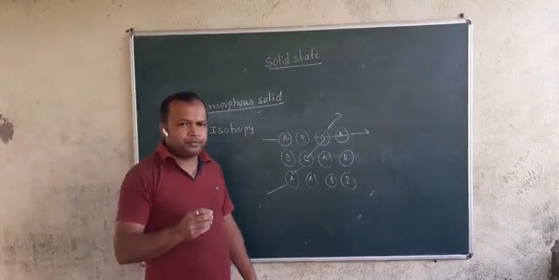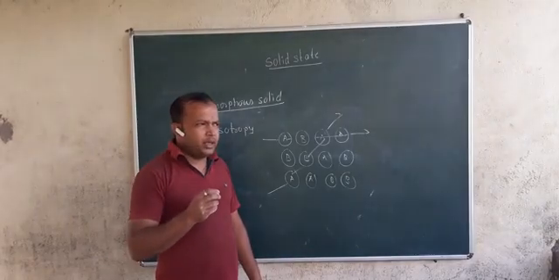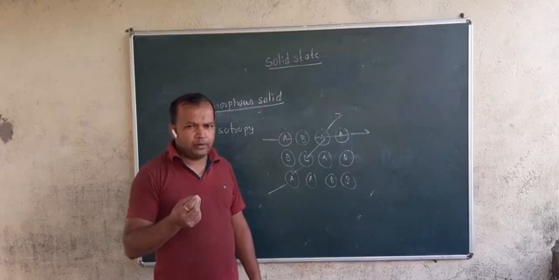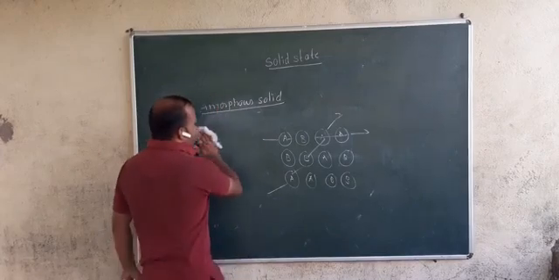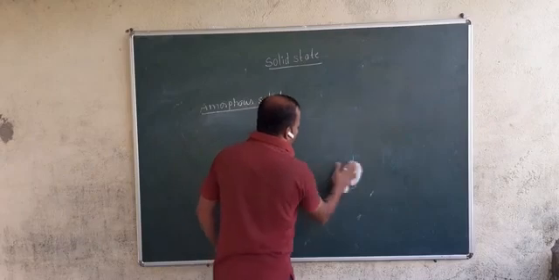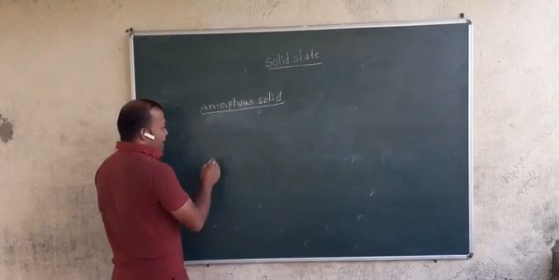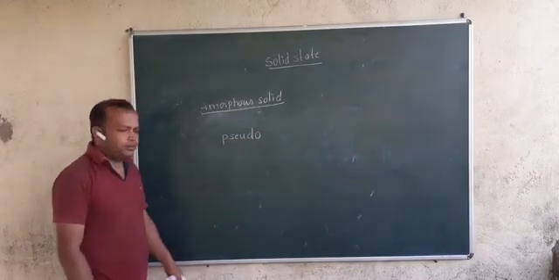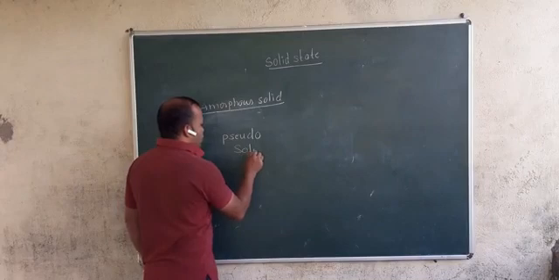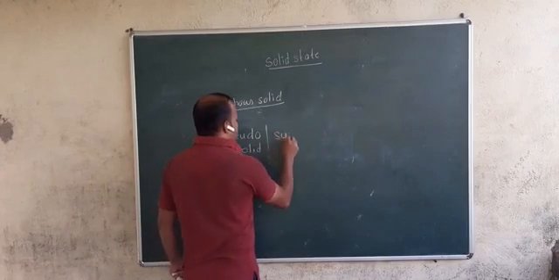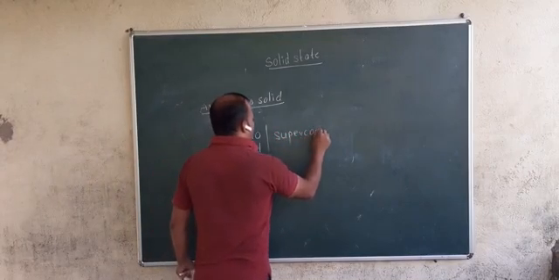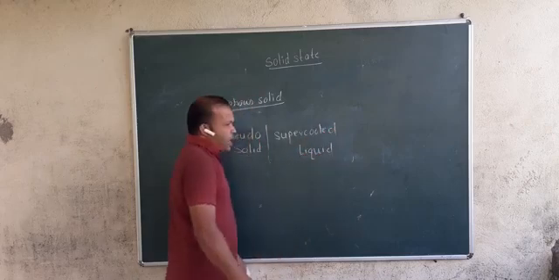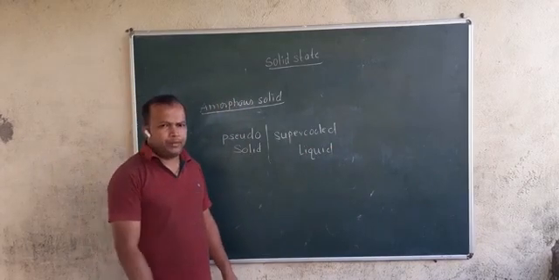One more point, these amorphous solids are called supercooled liquids. Now what is this supercooled liquid? These amorphous solids are actually called pseudo-solid or supercooled liquid. I will give a very nice example.